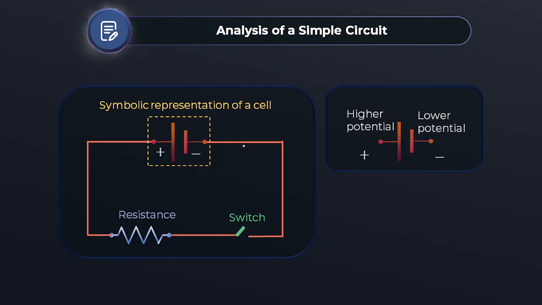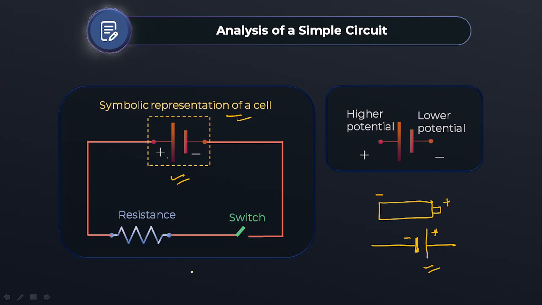Now if I draw one circuit, what are the different components that we are going to see? In the analysis of a simple circuit, if I want to represent a battery, suppose this is one cell, so this is your positive charge and this is negative. If I want to write it in a circuit, for negative charge I draw a smaller line and for positive charge a bigger line. The line which is smaller is called the negative sign, and the line which is bigger is called the positive line. So this is the symbolic representation of a cell.